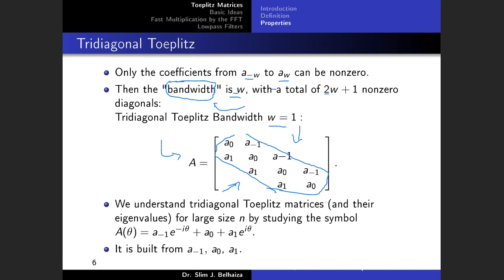So what do we understand from that? We do understand that we can study tridiagonal Toeplitz matrices and their eigenvalues for large size n by studying the symbol A(theta), which is the polynomial given by these coefficients. So it's A minus 1 times e to the power minus i theta plus A0 plus A1 times e to the power i theta. And in fact, it is strictly built from A minus 1, A0, A1.